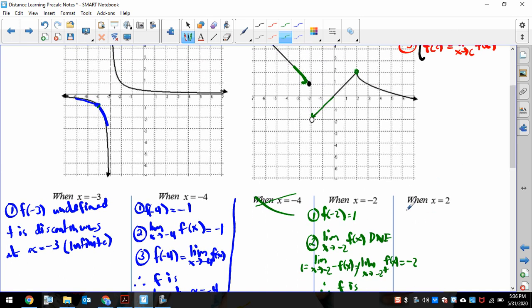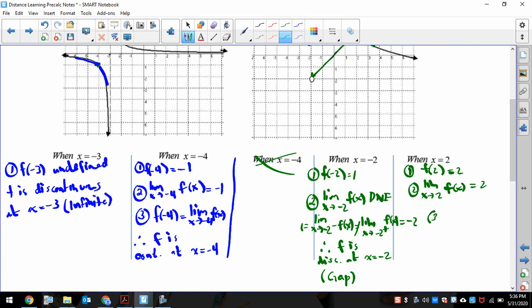Okay, let's try 2 right here. It's defined, so 1, f of 2 is 2. 2, the limit as x goes to 2 of our function exists. The left side meets up with the right side, so that's also 2. And so then part 3, we could say the defined value is equal to the limit value. So where the limit is equal to the function value.